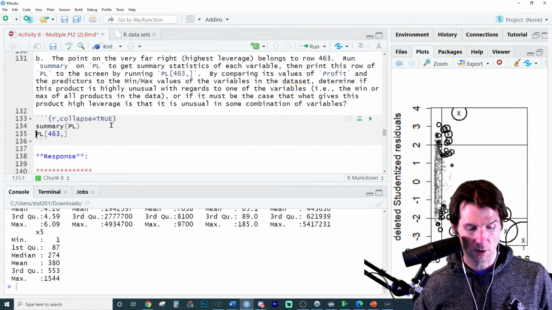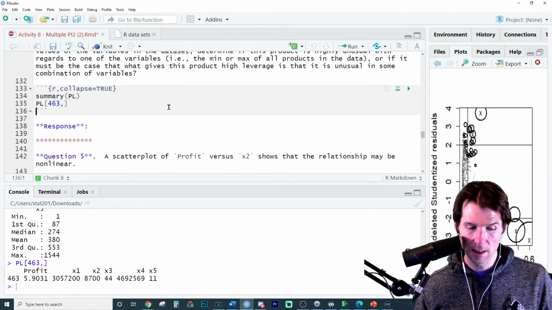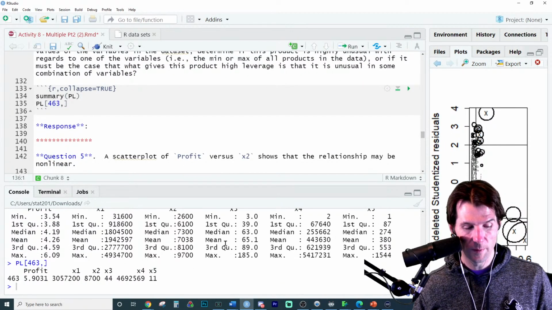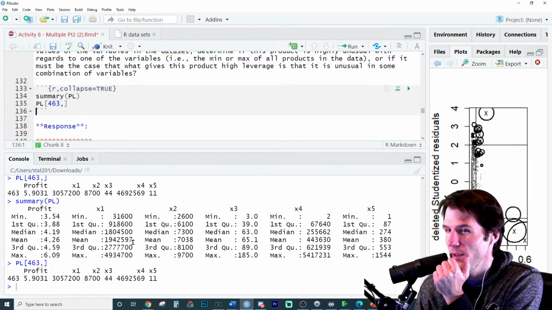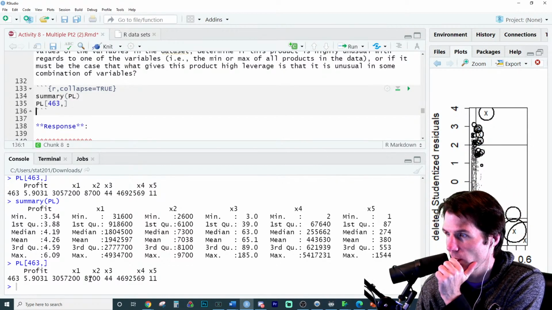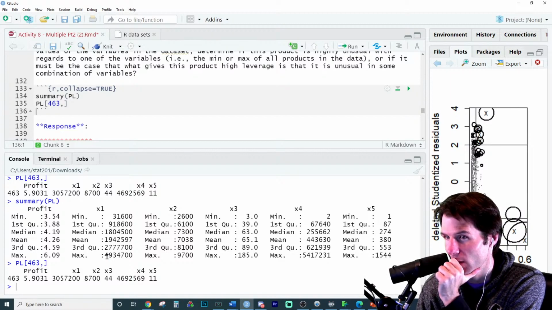So here we are. Here's our summary. I want to get it all on one page. Let's see what makes them so influential right here. Good, I'm not blocking it. Their profit is 9,000, but that's not an X. We only care about their X's. Well, I mean, we'd have to look at what the model predicts, but they have high leverage, I believe. Their X1 is 3, is that 3 million? Their X1 is 3 million, which is towards the max of X1. They have a very high X1 value.